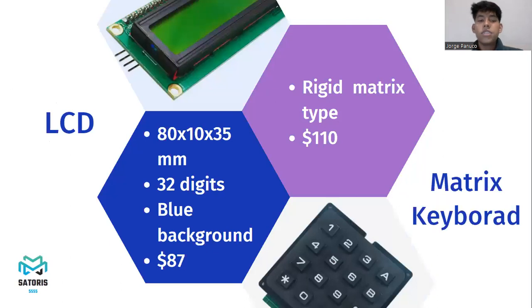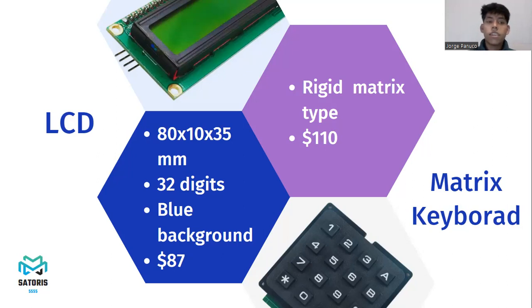Okay, these two came as a package. Why? Well, because on one side we have the matrix keyboard that will allow us to select the amount of raw material that we want to use. By typing the number one, two, or three, we're going to be selecting the amount that we want to use. It's a rigid matrix type and with a cost of 810 pesos.